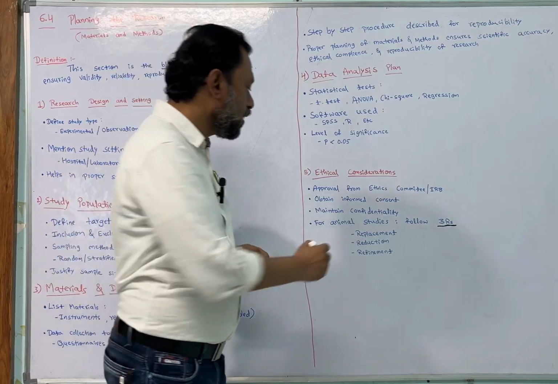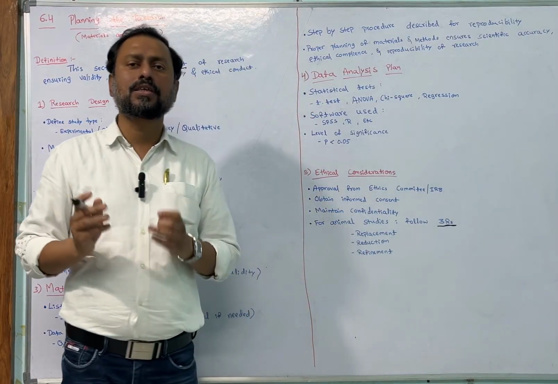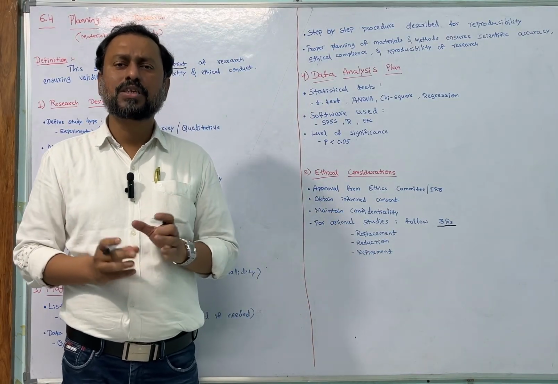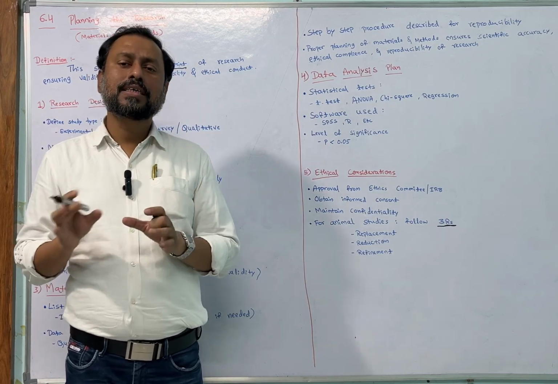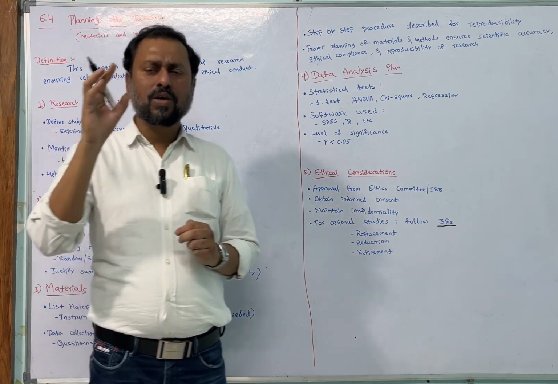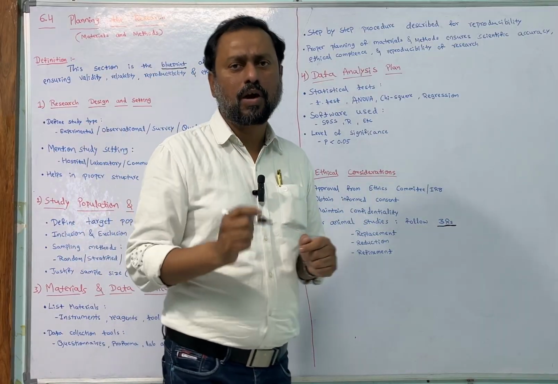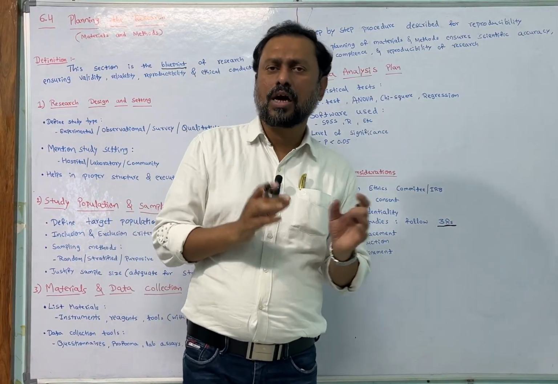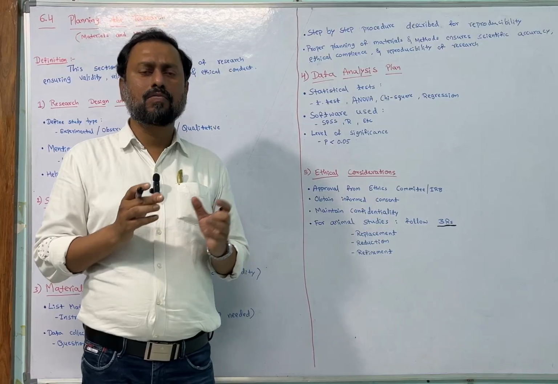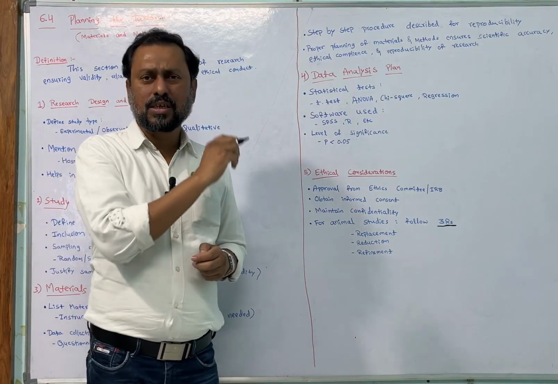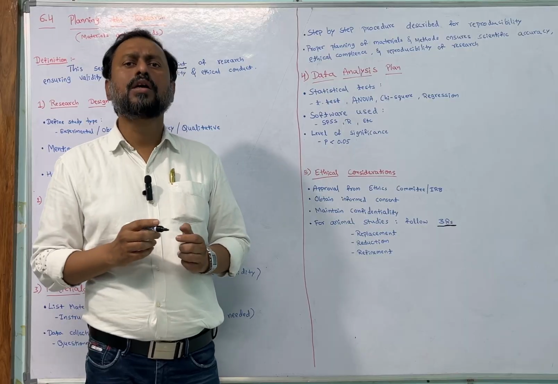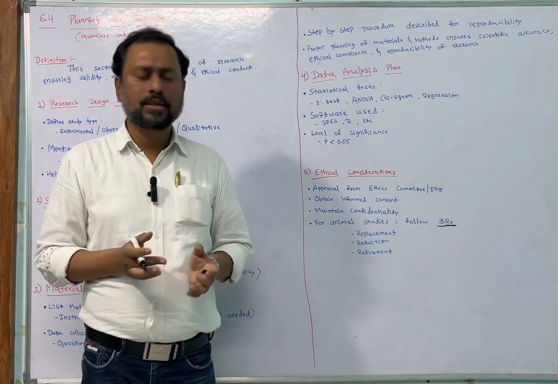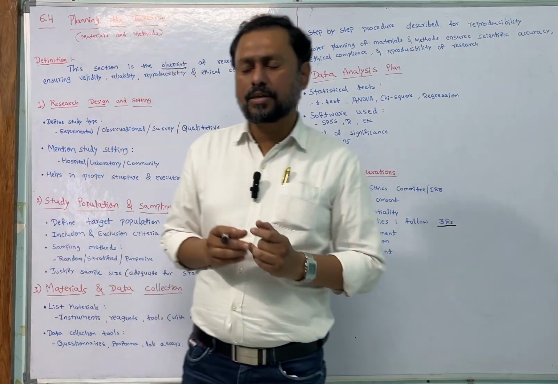Now lastly, refinement. Refinement is nothing but, while using the animals, try to reduce the pain and try to reduce the unnecessary harassment of the animals. What measures you are taking for refinement, that also you mention in the planning of the research. These three are called the 3 Rs rules while using animals in research. This is the ethical consideration.